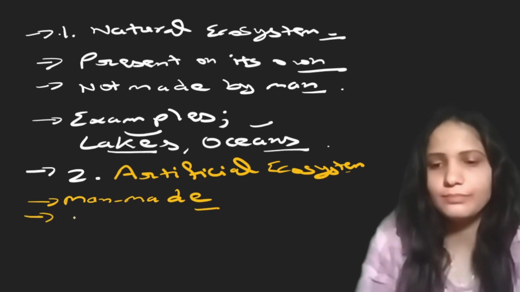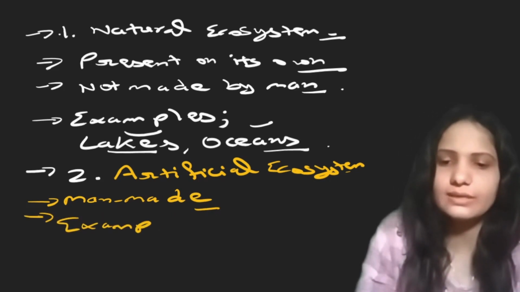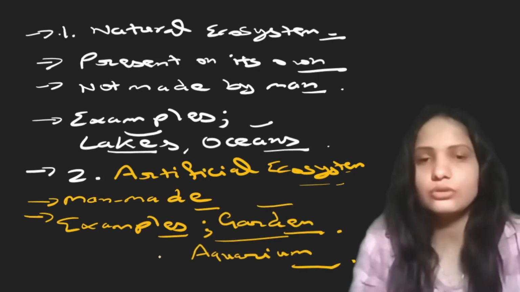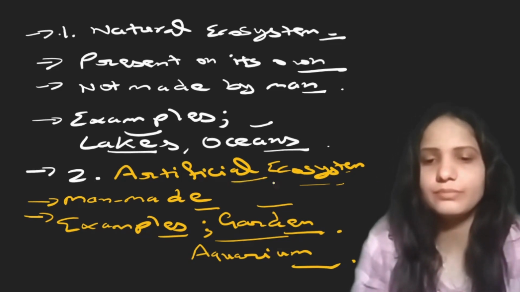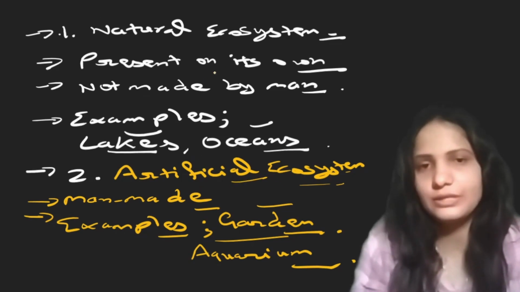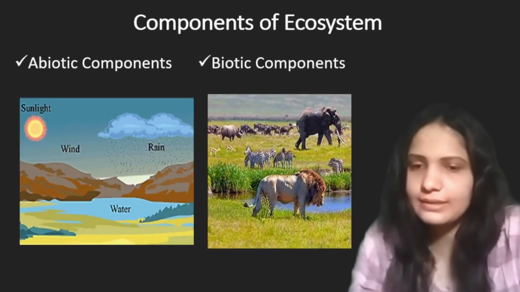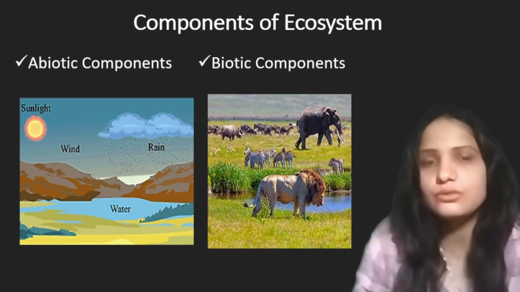If we see the examples of man-made ecosystem, what examples we have? First is garden. What else we have? Aquarium. So these are the examples of artificial ecosystem, and you have to remember examples and definition of these two types of ecosystem. Next we have a very important topic, components of ecosystem.